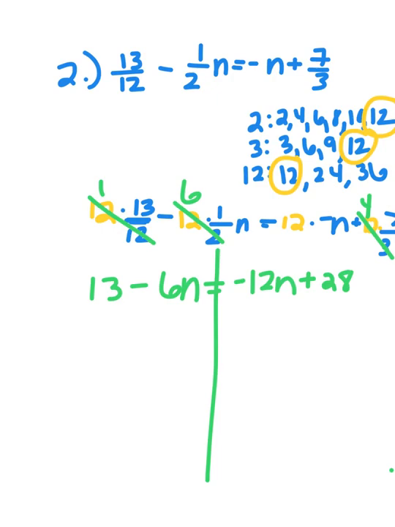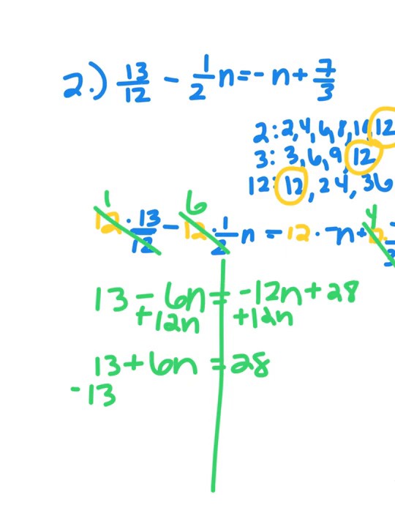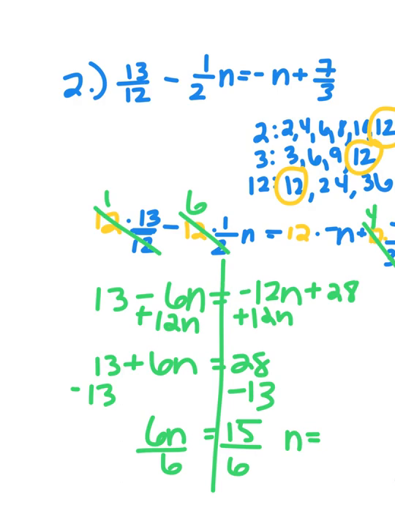So I don't have any distribution, I don't have any like terms to combine, but I do need to get the variable on one side. So I'm going to get rid of the minus 12n on this side by adding 12n to both sides. That gives me 13 plus 6n equals 28, and then I'm going to subtract 13 to get 6n equals 15. Divide both sides by 6, and I get n equals 15 over 6, which both are divisible by 3. So my final answer is that n is 5/2.